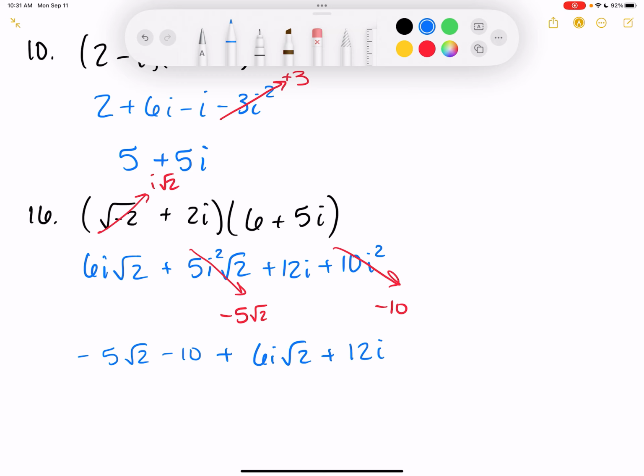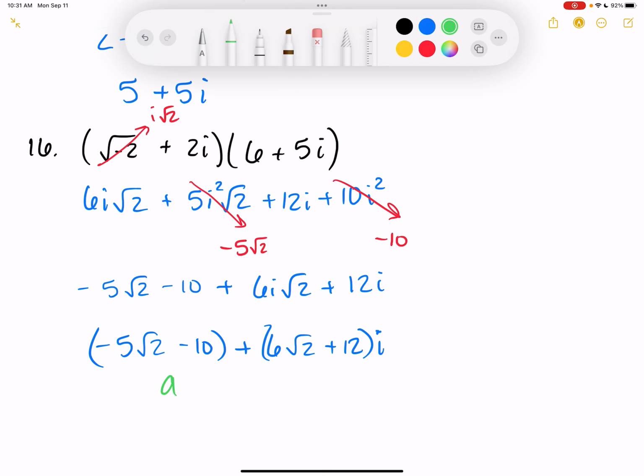So I'm going to have -5 square root of 2 minus 10, and the book would put that in parentheses. The other option is you could take the negative out if you wanted to, but I'm just going to leave it. Plus 6 square root of 2 plus 12 in parentheses times i. So that puts us in a plus bi form now.